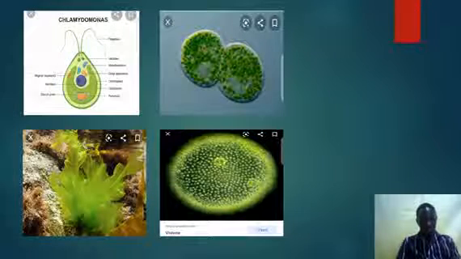In your shot now, we have the Chlamydomonas on your top left corner. On the top right, we have the Chlorella. On your down left corner, we have the Ulva. Then on your down right corner, we have the Volvox. So these are some organisms in this particular phylum Chlorophyta.